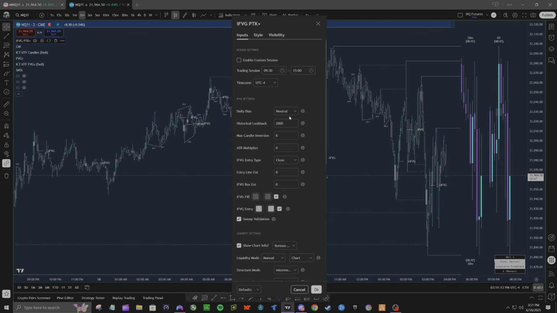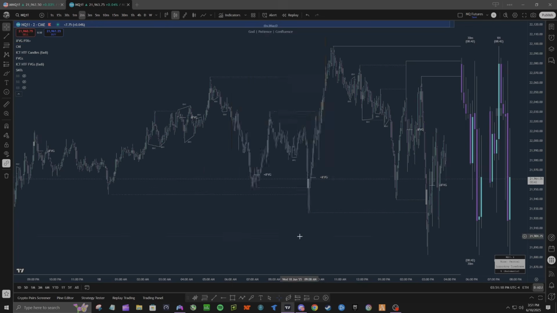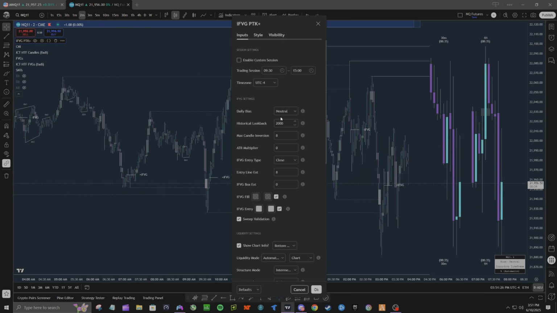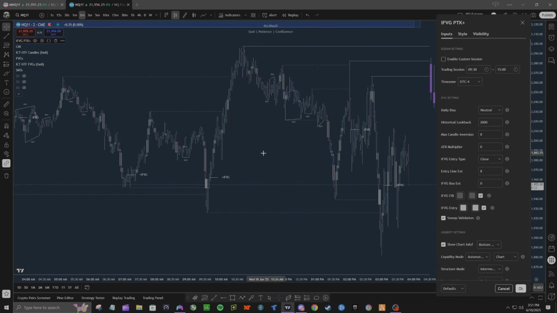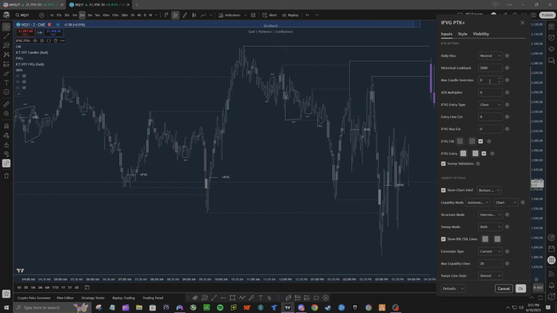Me personally, I don't use the indicator to take entries. It's meant for people that have trouble trying to figure out what inversions they should be getting in. So I guess we'll just leave it at that. But as far as trying to figure out how to get every single inversion to appear, that's the biggest thing: messing around with the max candle inversion.